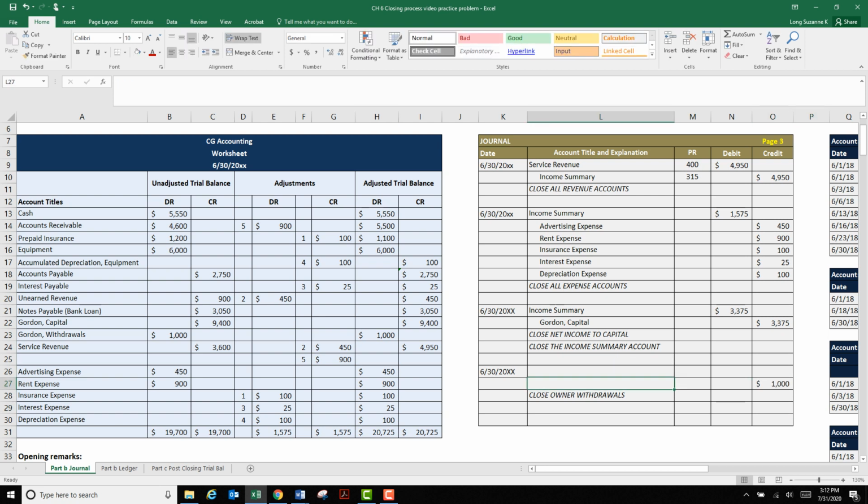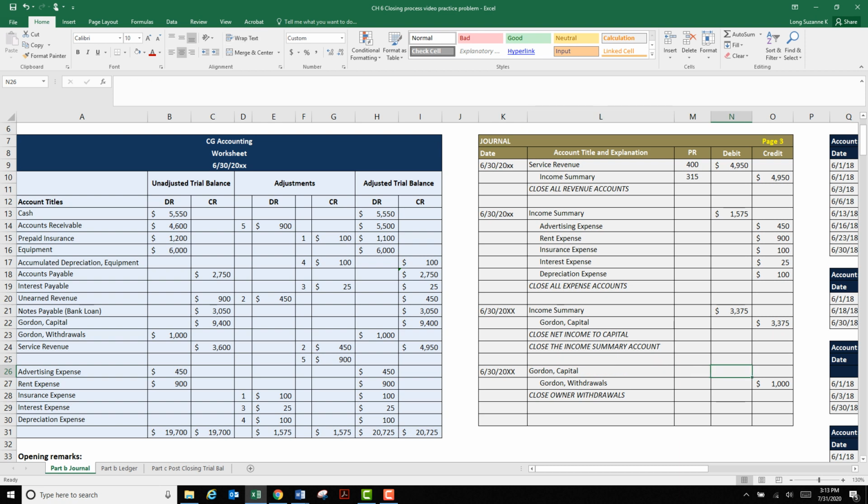You could type Gordon, comma, withdrawals. You could copy blue to gray, Gordon withdrawals. I'm going to do that thing where I'm up here in the formula line, copying within the cell. So Gordon withdrawals was a debit, and I need to credit it. Close it out, do the opposite. This is not income summary. This is capital. Owner withdrawals have a negative effect on capital.